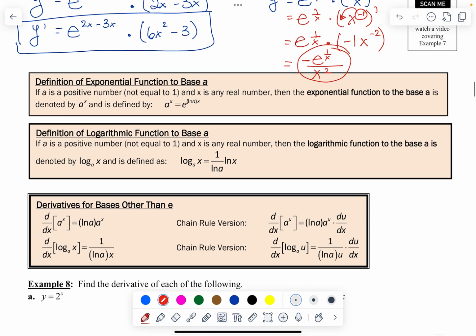All right, so we do have a few additional rules that we have to talk about. If a is a positive number not equal to 1 and x is any real number, then the exponential function to the base a is denoted by a to the x. So this is not e to the x, but a to the x. And a to the x is the same thing as saying e to the ln of a to the x, because e and ln, we will learn, will cancel each other out, and you're just left with a to the x.